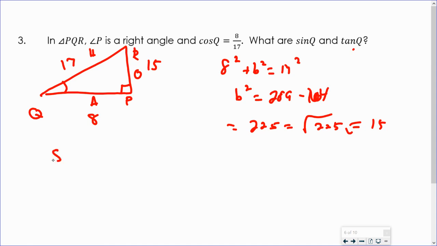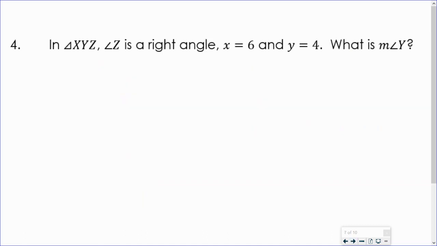So what's the sine of Q? It is 15 over 17. The tangent of Q is going to be, let's see here. Tangent is the opposite over the adjacent, so it's going to be 15 eighths. Okay.